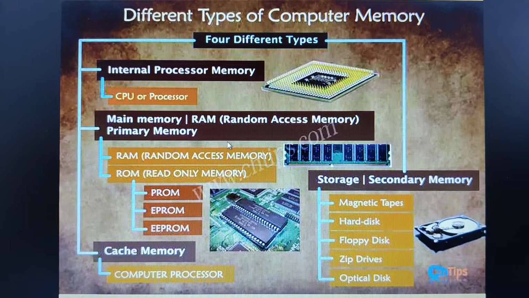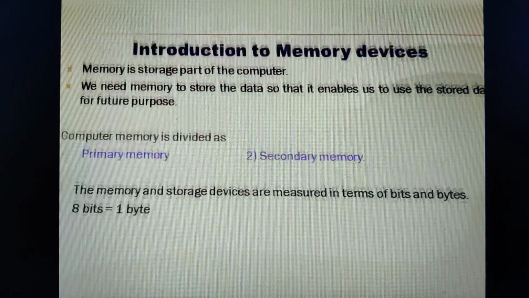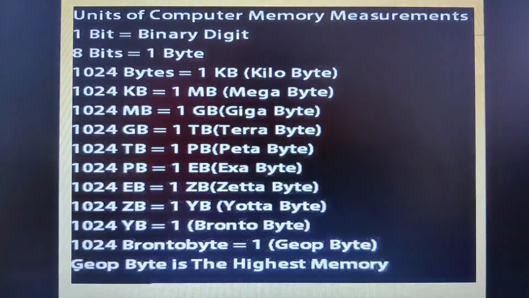Now, what are the different units that we use in order to measure the secondary memory as well as the primary memory? That is in terms of bits and bytes. A bit is nothing but data in terms of binary digits, that is zeros and ones. And what is a byte? 8 bits make 1 byte, isn't it? So let us see the different units that are used to measure the computer memory.